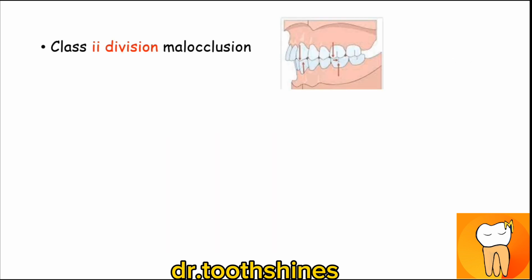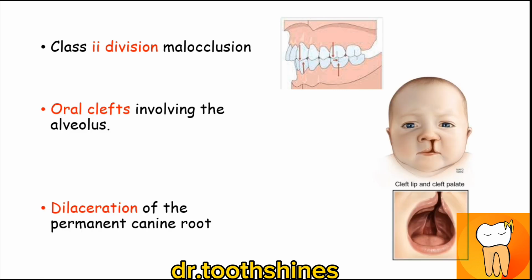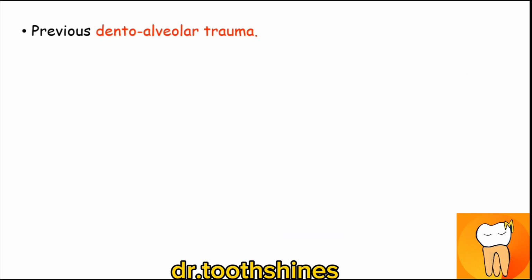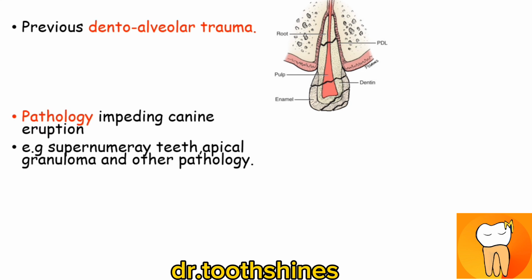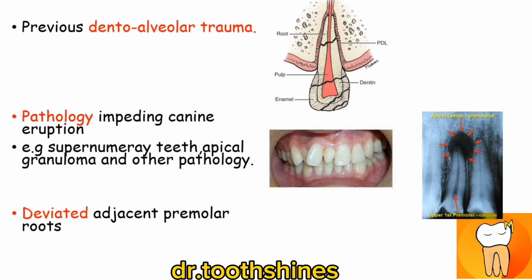The other factors are class 2 division malocclusion, arch collapse involving the alveolus, dilaceration of the permanent canine root, previous dentoalveolar trauma, obstruction of canine eruption, for example by supernumerary teeth, apical granuloma, or other pathology. And the last one is deviated adjacent premolar roots. So these are all the factors we have talked about till now.